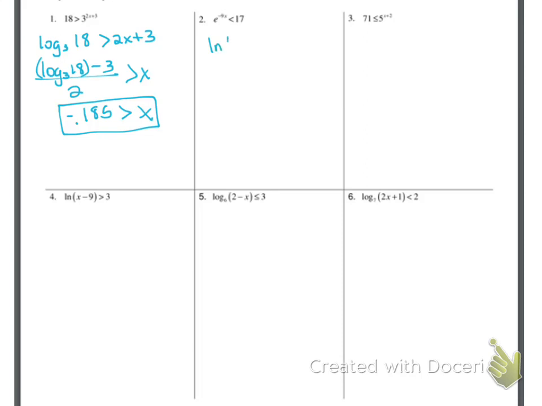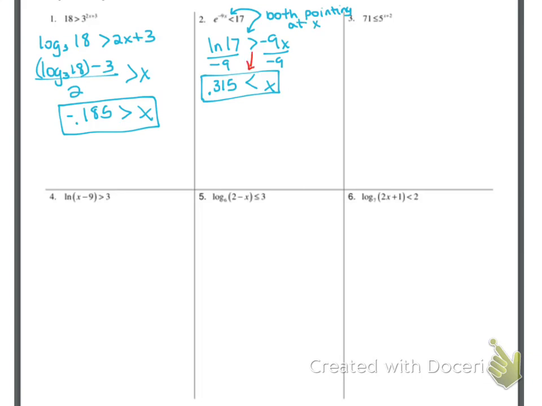Okay, for this next problem, it's base e, so it's a natural log, otherwise exactly the same. Natural log of 17 is greater than negative 9x. When I divide by negative 9, I change the sign, and that's just my rule of changing signs. So the first time I changed the sign was to keep the relationship between the variable and the sign. They're both pointing to the x in this case. And then the second time I changed the sign, it was because I divided by a negative. And that's just one of those rules that you learned in Algebra 1 about dividing by a negative. So that's the reason for that.